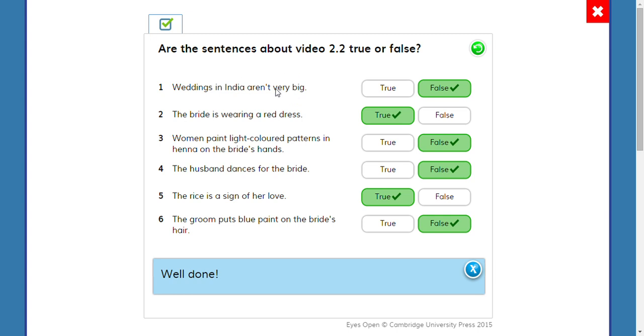Okay, it's false. Weddings in India are very big. Are, it's a positive sentence. Okay. Now, women paint light colored patterns in henna on the bride's hand. Yes, they paint patterns in henna on the bride's hands, but not light colored, in black, dark. Okay? The husband dances for the bride. True or false? False. The bride dances for the husband.